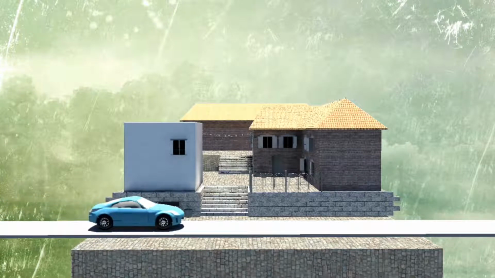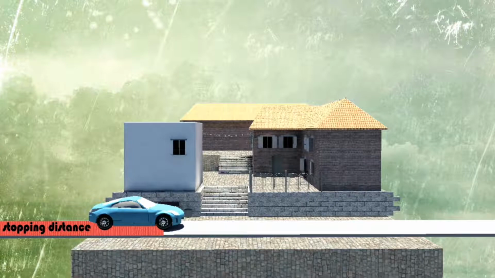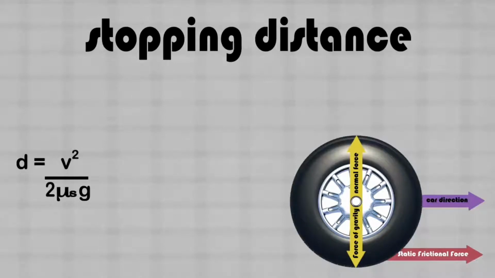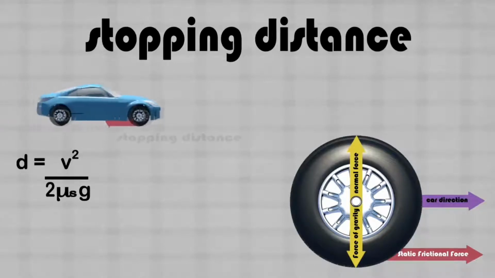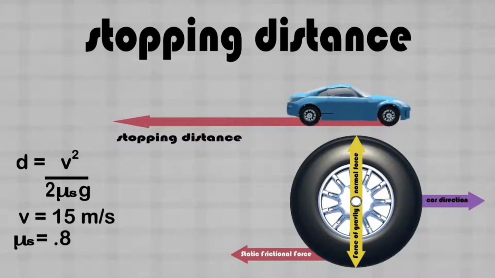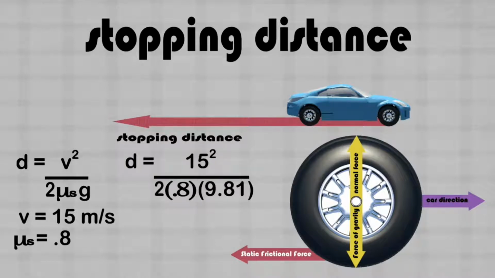The stopping distance is reduced when the speed of the car is reduced. We can use the equation we derived for stopping distance to see exactly how far the car went before it came to a stop. Say that the car was traveling at 15 meters per second, and we assume that the coefficient of friction between the road and the tires is 0.8. Plugging these values into the equation, we're able to find that the stopping distance is 14.3 meters.